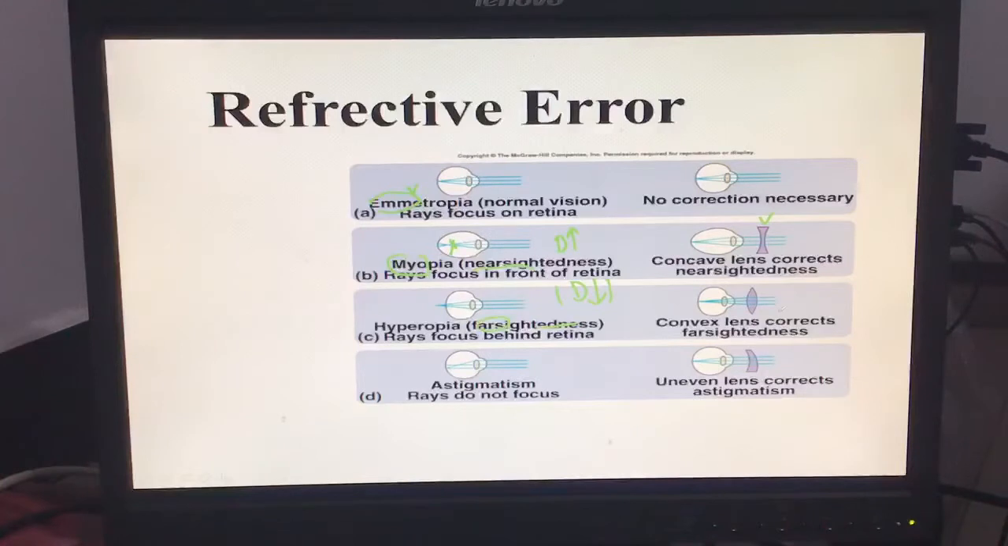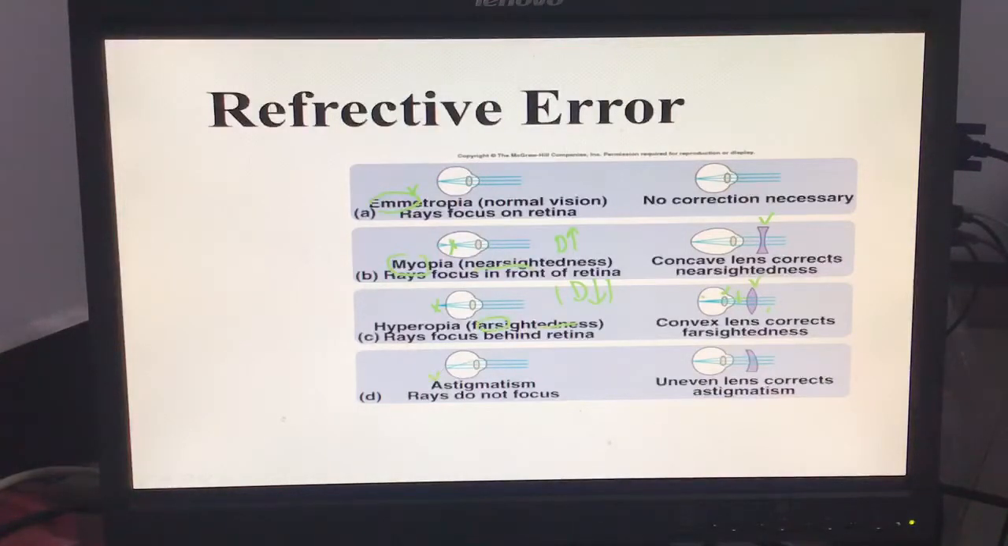So what happened? We can correct it, we can add another convex lens. There is already one convex lens here; if you add another convex lens, we can correct that. Here you can see the image is formed just behind the retina. Here the image is formed before the retina. To correct this disorder, we can add another convex lens. Okay, now move on. Astigmatism.